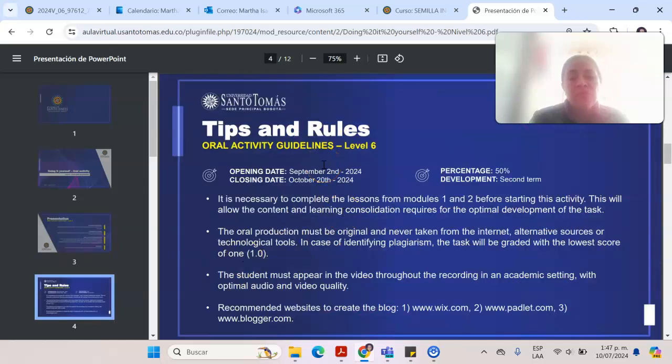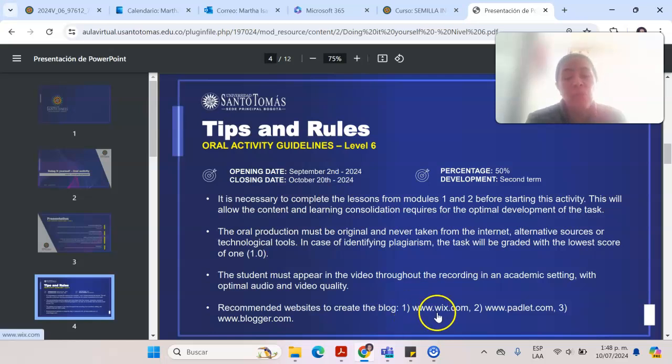So we have some recommendations. You know that in module number 2 we don't have an exam, so you need to complete this oral product. We know that it could take more time, but you have the possibility to do it little by little. So you have time for checking the instructions before, and you can do it little by little. Okay, so please don't forget that the deadline for completing this activity is October the 20th, and it's available since September the 2nd.